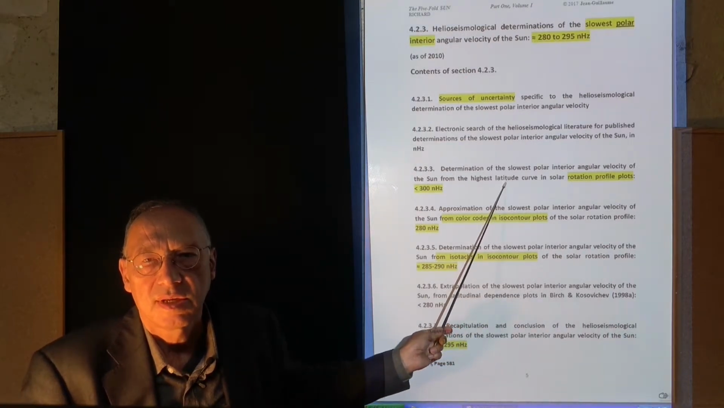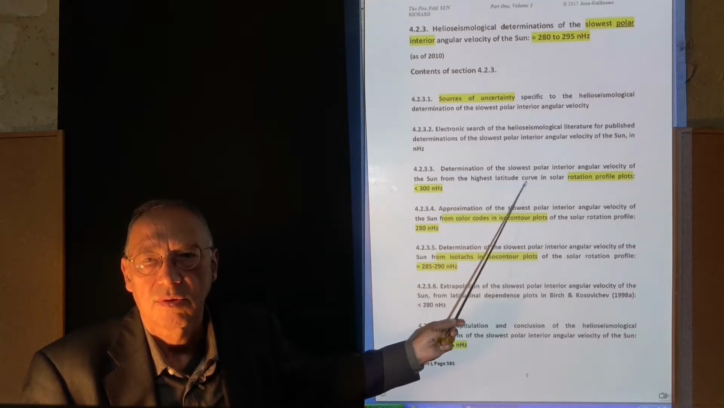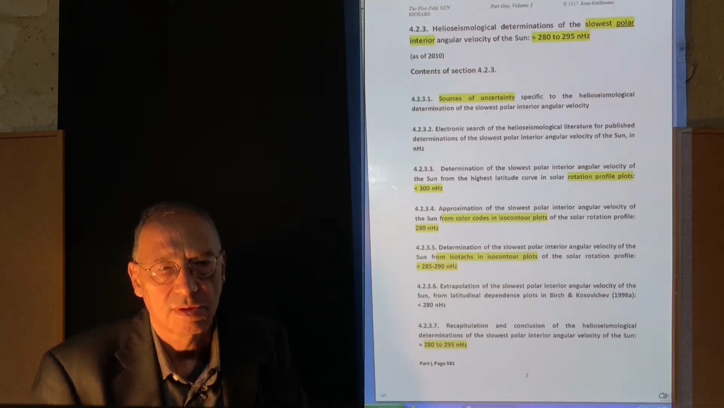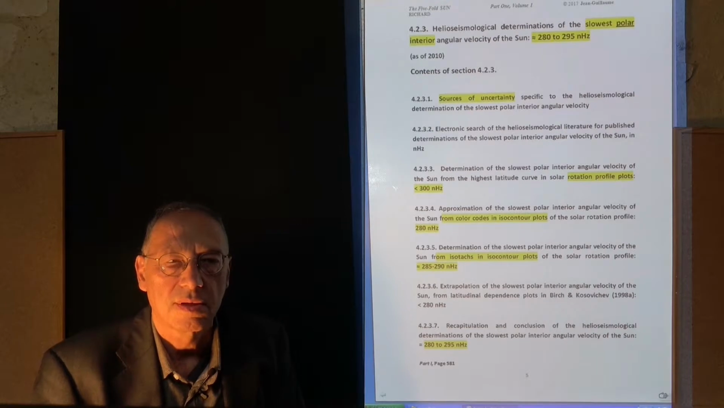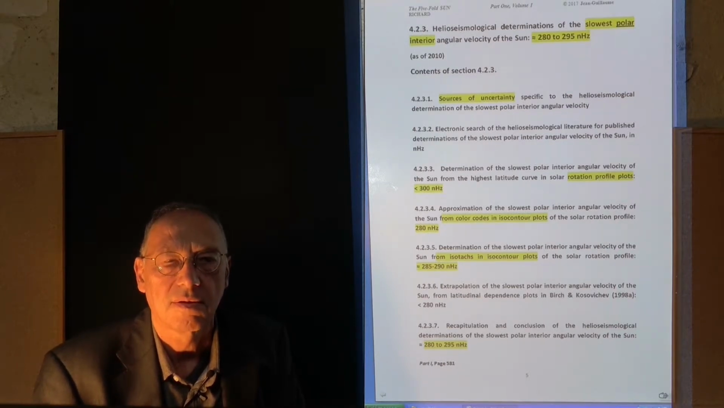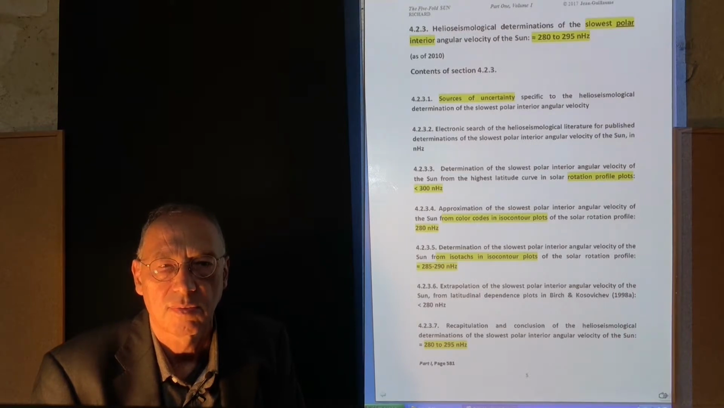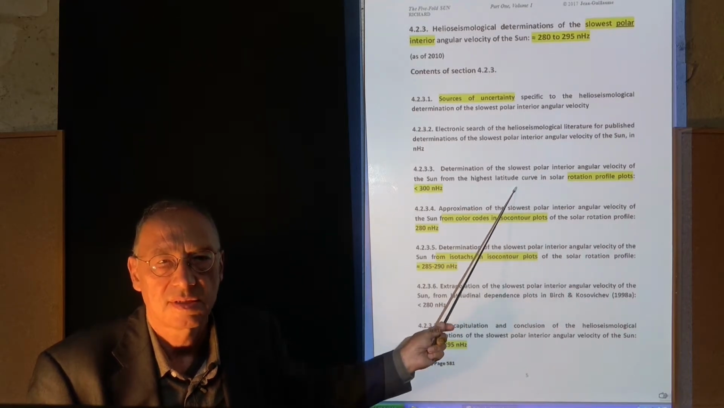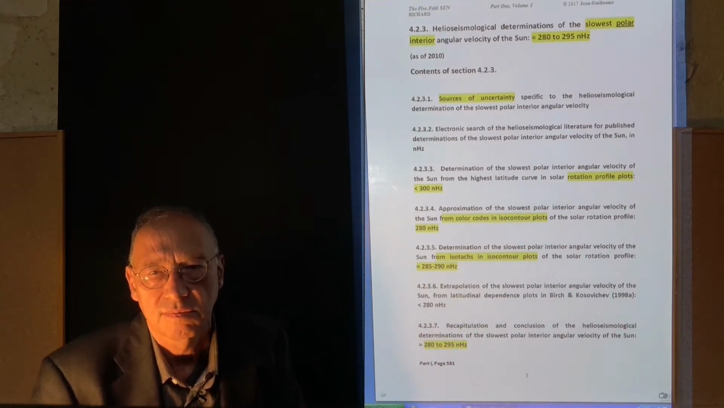We shall see that based on solar rotation profile plots, which were the earliest published helioseismological results, providing a synthesis of the angular velocities across the solar ball inside the Sun, the slowest polar interior angular velocity is less than 300 nanohertz.